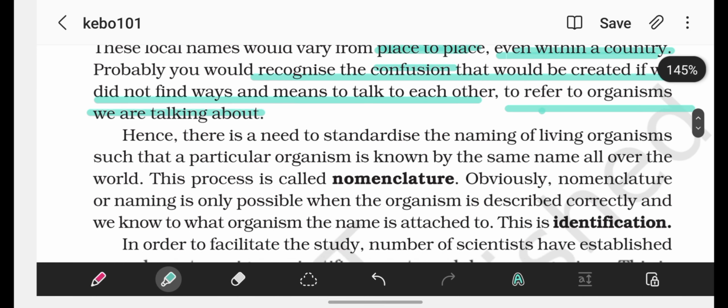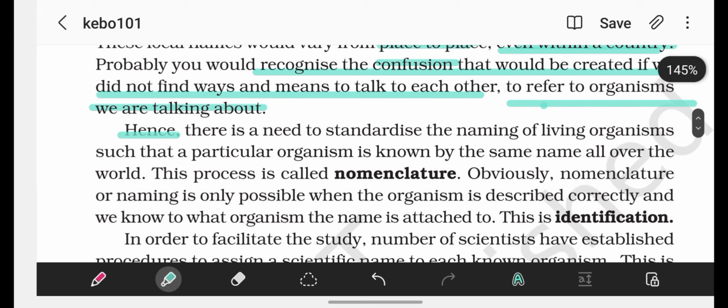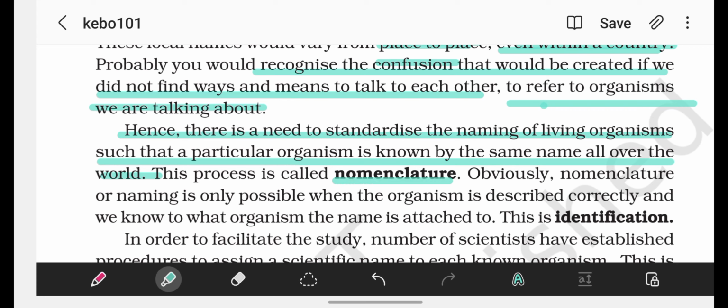So to remove this confusion, hence there is a need to standardize the naming of living organism such that particular organism is known by same name all over the world. This process is called nomenclature.